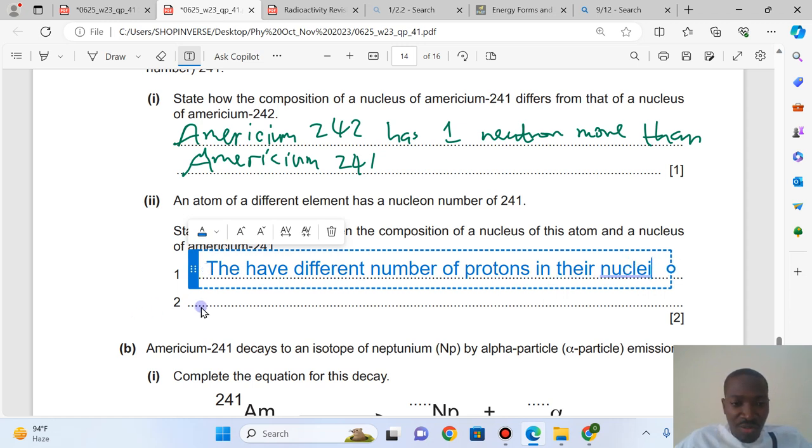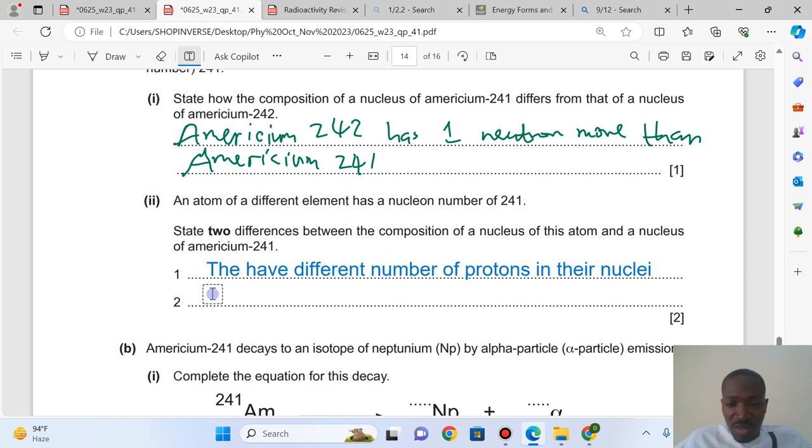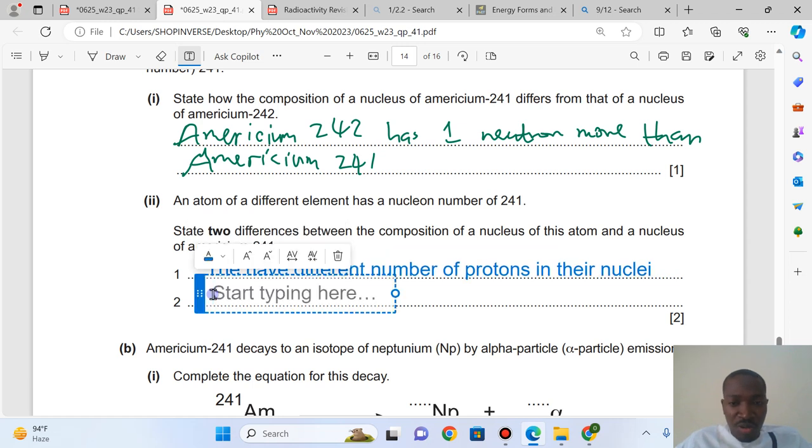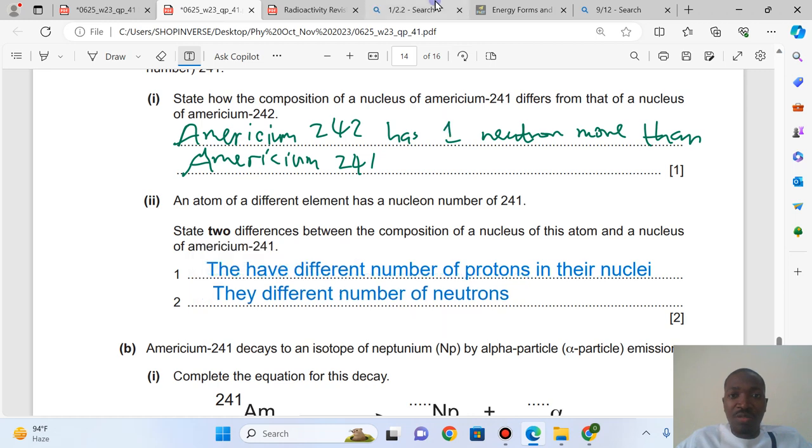And what's the second difference? If they have a different number of protons but the same mass number, that simply means they have a different number of neutrons. All right, let's go to the next part of the question.